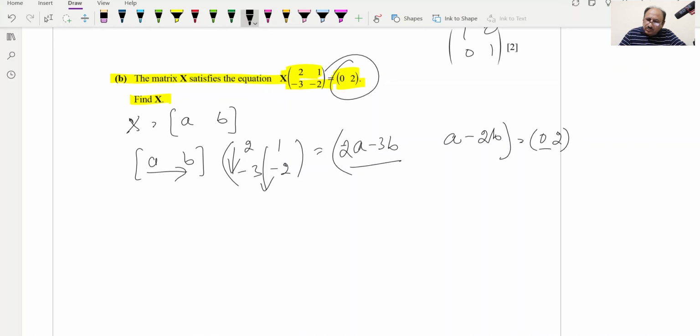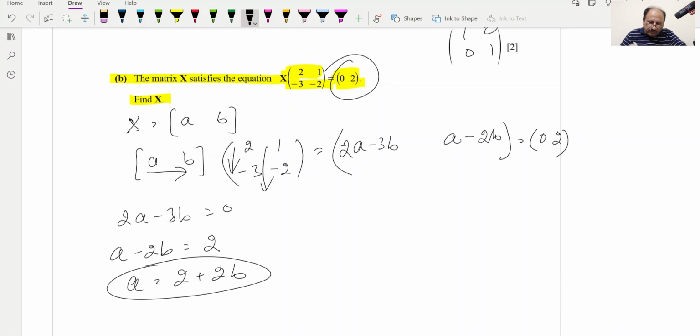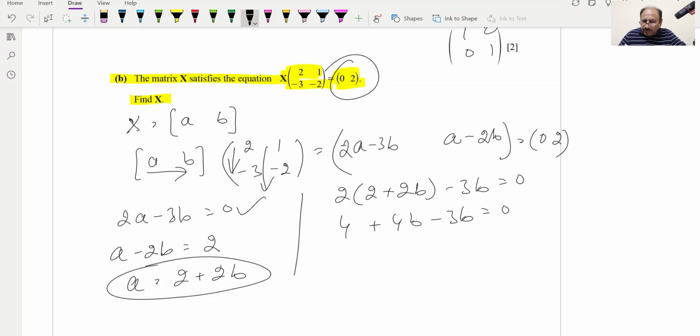Now we can equate this is equal to 0 and this is equal to 2, so this is what we will be equating, and our equation will be 2a minus 3b is equal to 0, and second equation we can write a minus 2b is equal to 2, and we can find a value, so a will be equal to 2 plus 2b, and this value of a we can replace in this equation, and we can write 2 into (2 plus 2b) minus 3b is equal to 0, open the bracket, so 4 plus 4b minus 3b is equal to 0, adding like terms we'll get b is equal to minus 4. So we got b is equal to minus 4.